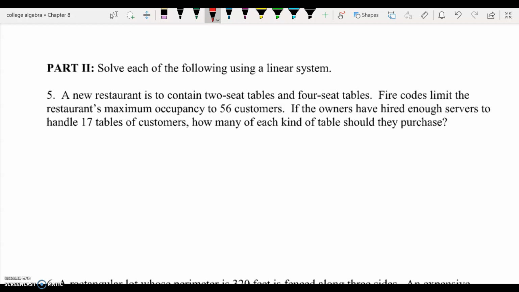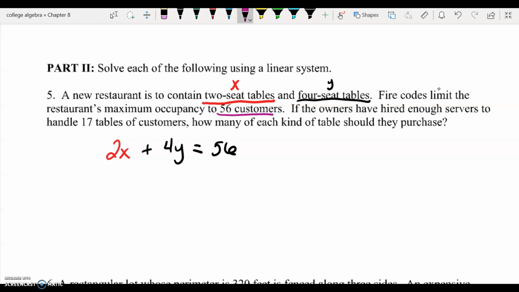So it says a new restaurant is to contain 2-seat tables and 4-seat tables. Well, right there, my x is the 2-seat tables, my y is the 4-seat tables. Now it says fire code limits the restaurant's maximum occupancy to 56 customers. Well, 2-seat tables is 2 people, plus 4-seat tables is 4 people, equals 56 people, 56 customers. So that's one equation. Now, a linear system, you need 2 equations, so you have to write another one.